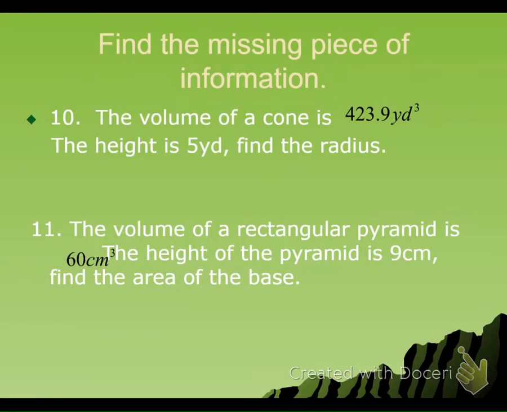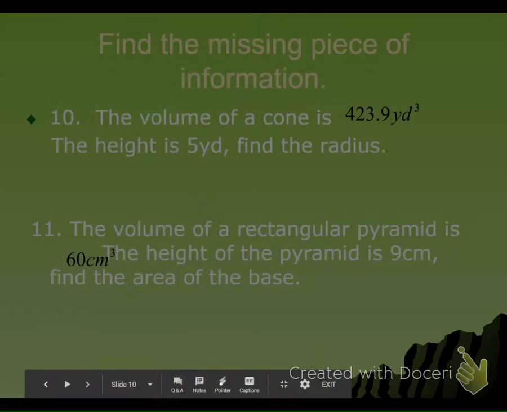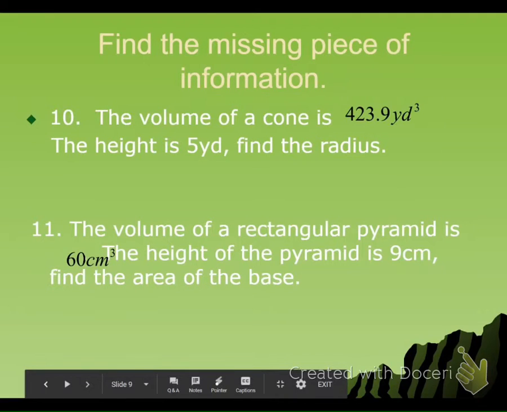So, Raya, this question says find the missing piece of information. The volume of the cone is 423.9 yards cubed, and the height is 5 yards. They want us to find the radius. So what formula do we use for the volume of a cone? 1/3 pi r squared h.